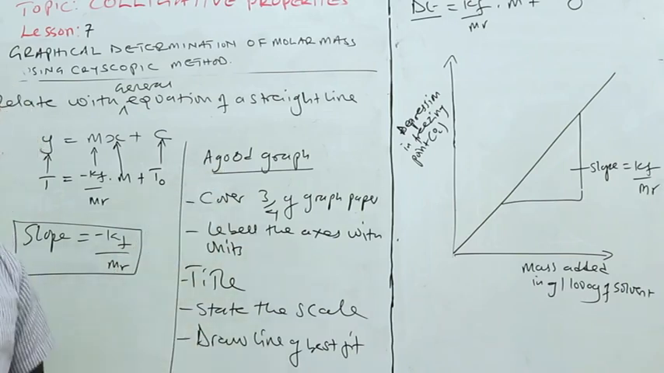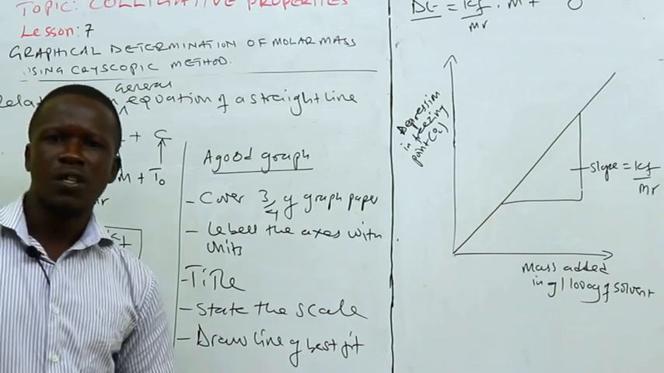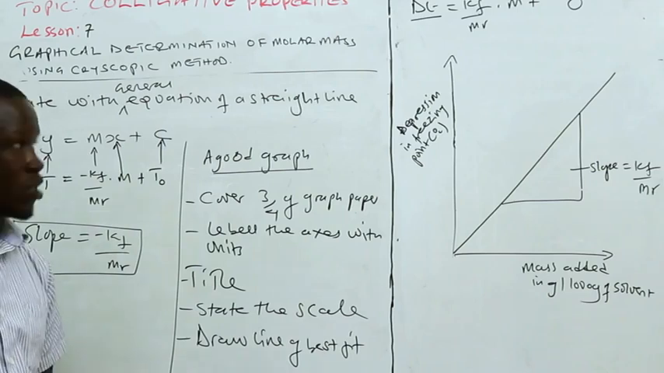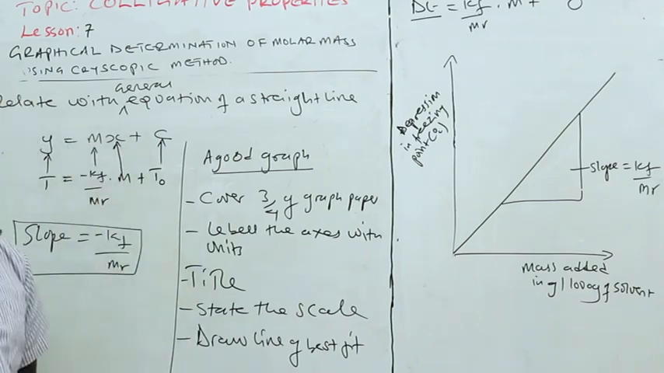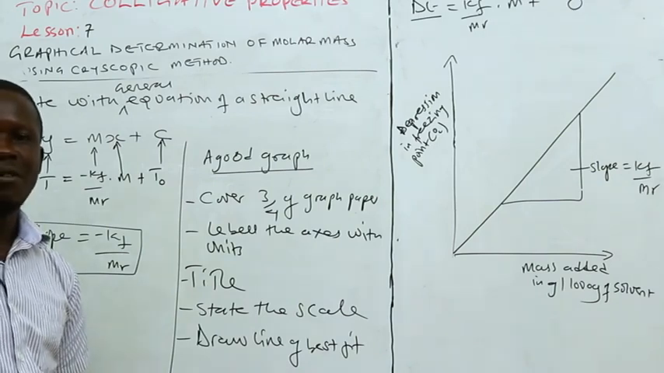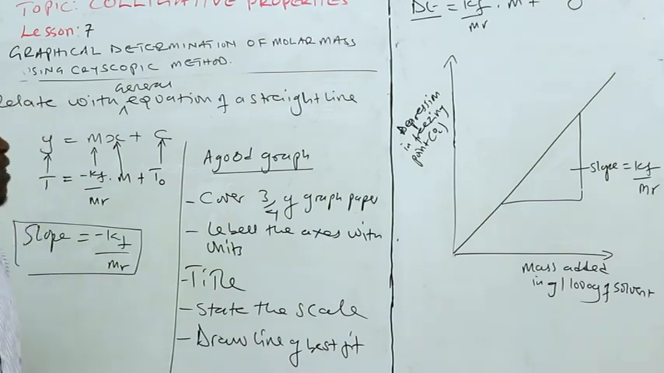There are quite many examples in our UACE question banks. You can look at this. Practically, you get values and plot. Otherwise, this marks the end of the experimental determinations of molecular mass and other things using the cryoscopic constant method.